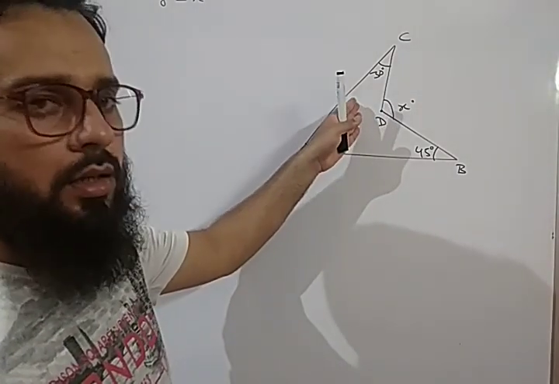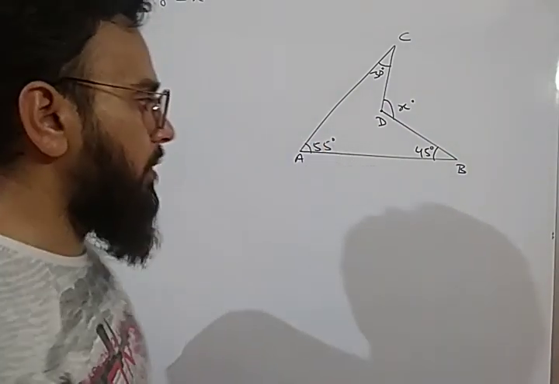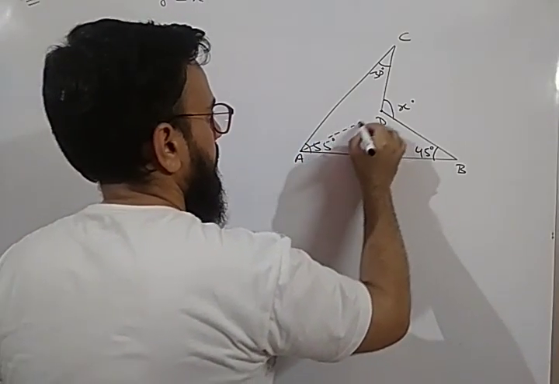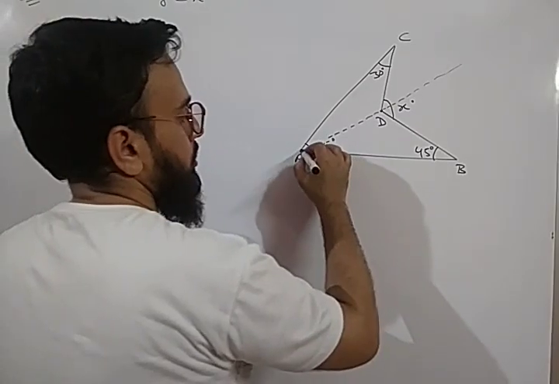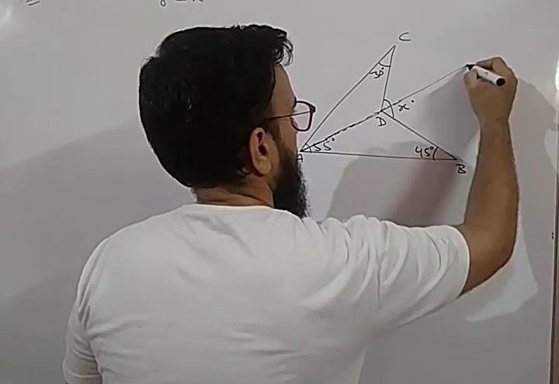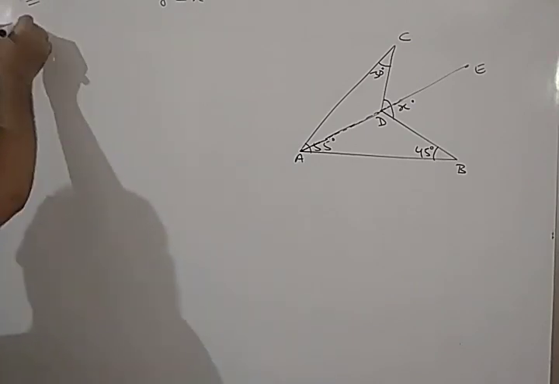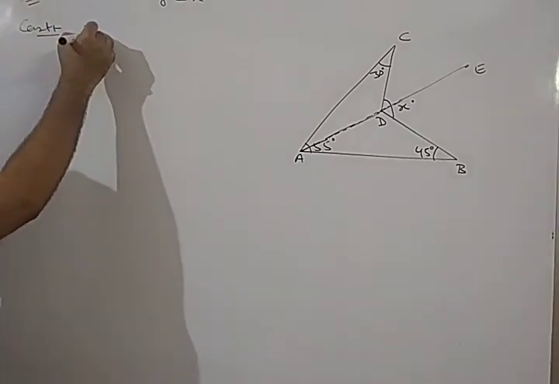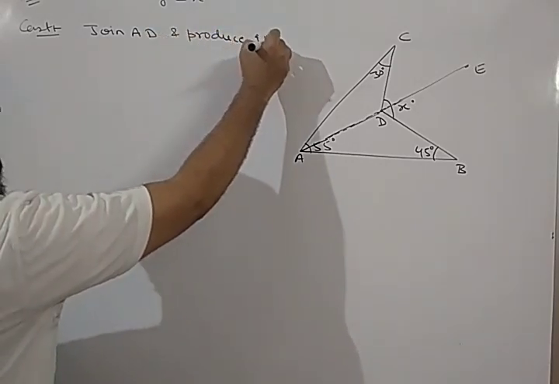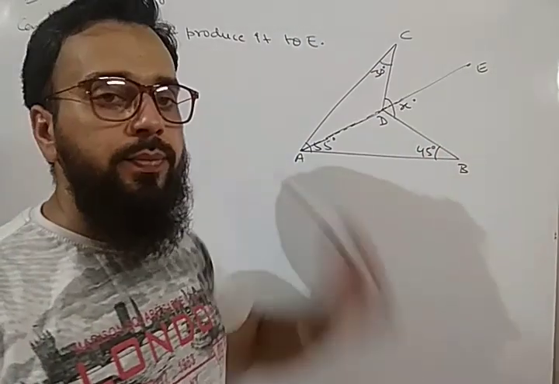It is not forming a triangle. So first we have to form a triangle. Okay, how will you form a triangle? If we join this line AD and extend it, so we are joining AD and extending it up to a certain point E. Let us consider this point as point E. So first we will do a construction. Join AD and produce it up to E.